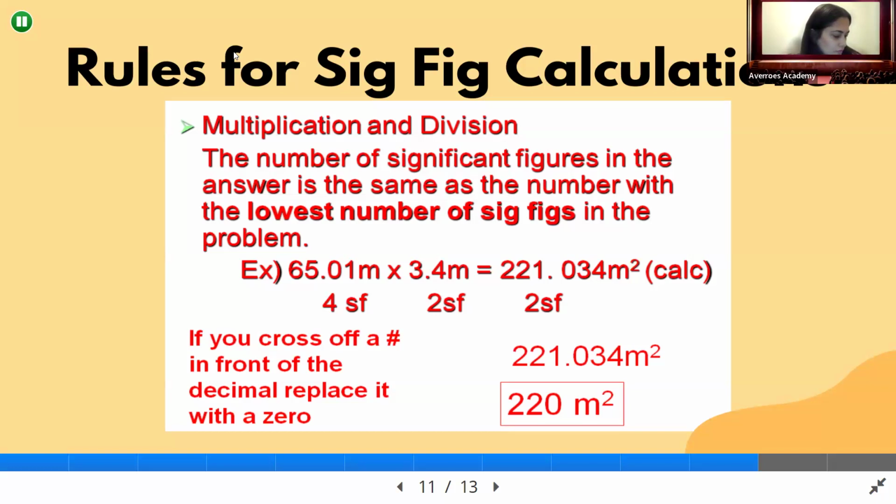And if you cross off a number in front of the decimal, replace it with a 0. So our answer needs to be with 2 significant figures. In this case, we get an answer of 221.034, but that's not in the correct number of significant digits yet. So we need to round in order to put our answer in the proper significant figures. We only want 2, so we can round that to 220. Remember that's a 0 that is after the non-zero digits but before the decimal, so it's not significant. So 220 meters squared is how you would express your answer in 2 significant figures in proper form.